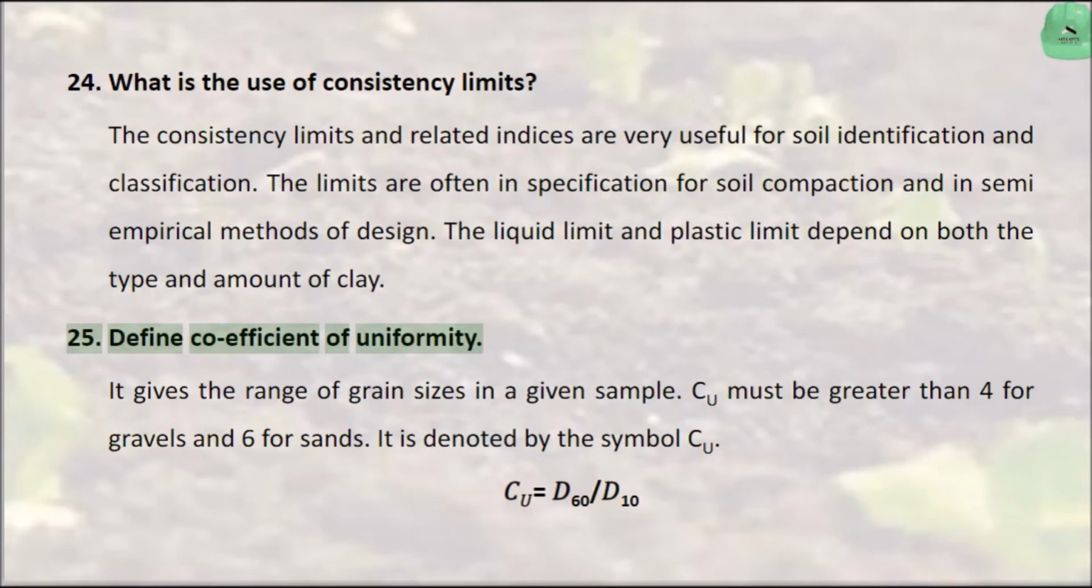Define coefficient of uniformity. It gives the range of grain sizes in a given sample. CU must be greater than 4 for gravels and 6 for sands. It is denoted by the symbol CU, equals D60 / D10.